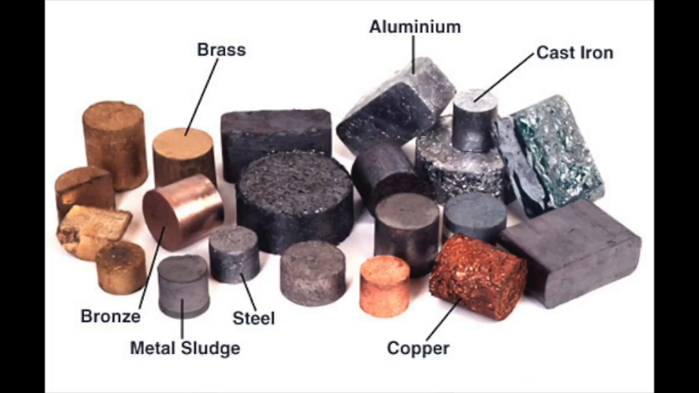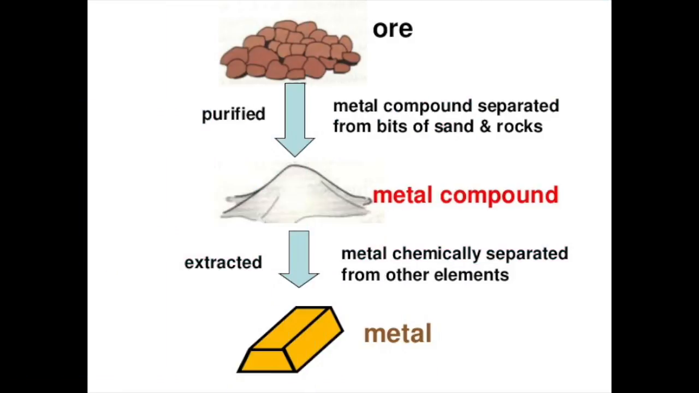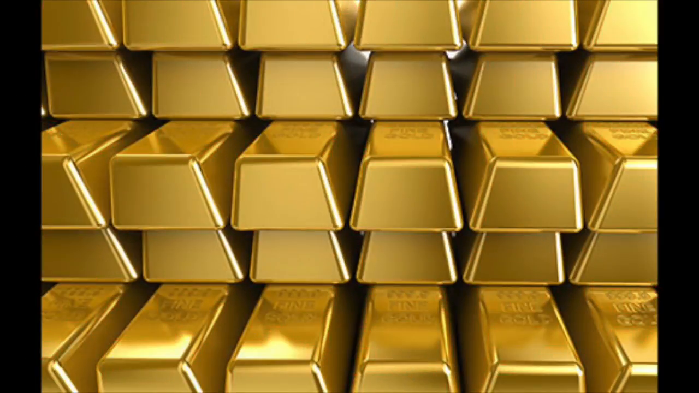The method used to extract metals from the ore in which they are found depends on their reactivity. Reactive metals are commonly extracted by electrolysis, and less reactive metals are extracted by reduction, where oxygen is removed. It is important to note that gold does not have to be separated, as it is very unreactive.